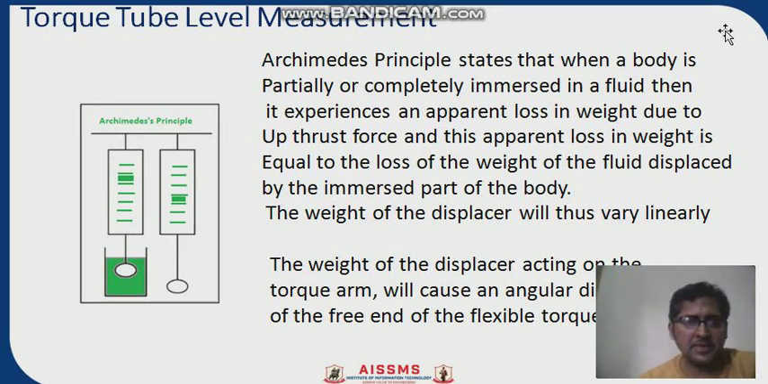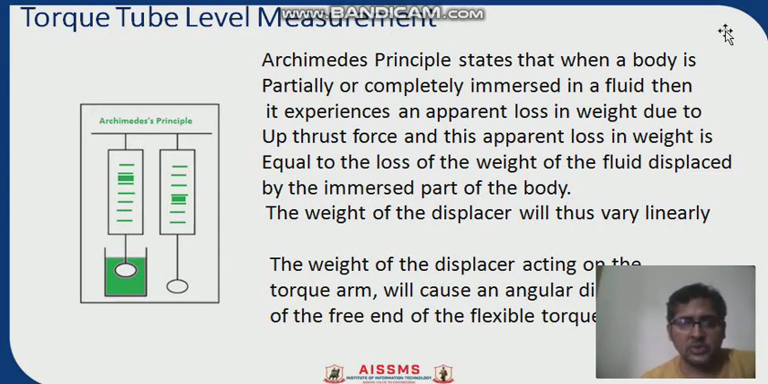The next level measurement is torque tube level measurement. This is based on the Archimedes principle. So what is the Archimedes principle? According to the Archimedes principle, when a body is partially or completely immersed in a fluid, it experiences an apparent loss in weight due to upthrust force, and this apparent loss in weight is equal to the weight of the fluid displaced by the immersed part of the body.